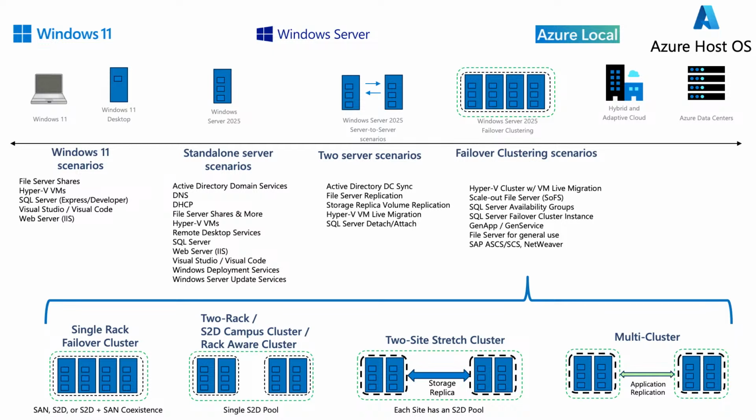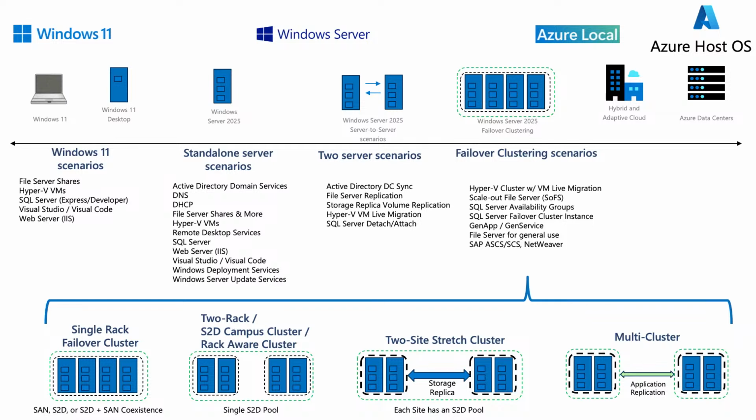In failover clustering, we're a continuation of the story of hosting services: stateful services that you can host on a standalone server or in two-machine scenarios. Failover clustering can help you to host those services in a highly available fashion. Our most popular workloads are Hyper-V VMs, the scale-out file server, SQL Server availability groups, SQL Server failover cluster instances, and what we call gen service, any generic stateful service, file servers for general use, and a large number of third-party services like SAP's ASCS and NetWeaver.